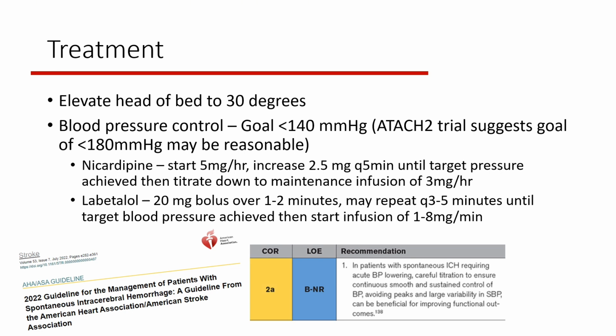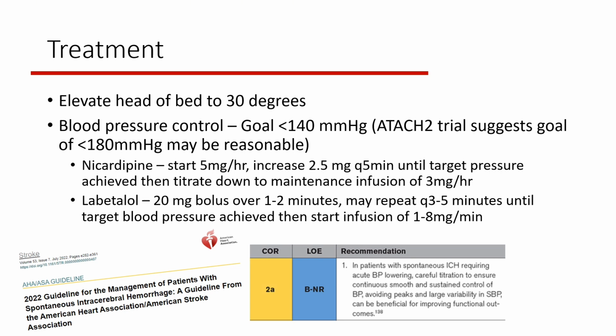There is a study out there. I don't know how to say it, but I'm going to say it as the ATACH-2 trial. And basically what it showed was that if you could get a patient with a blood pressure between 141 to 180, they had basically the same outcomes compared to stricter blood pressure management. But for us, we still go by 140 because that's the AHA recommendation.